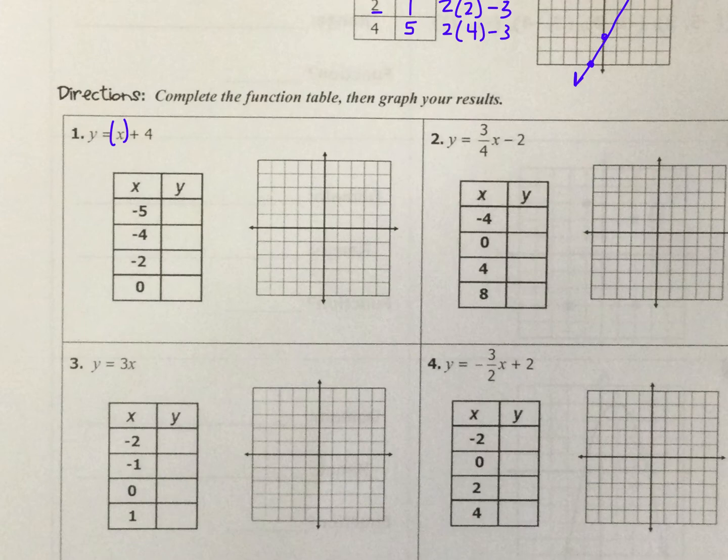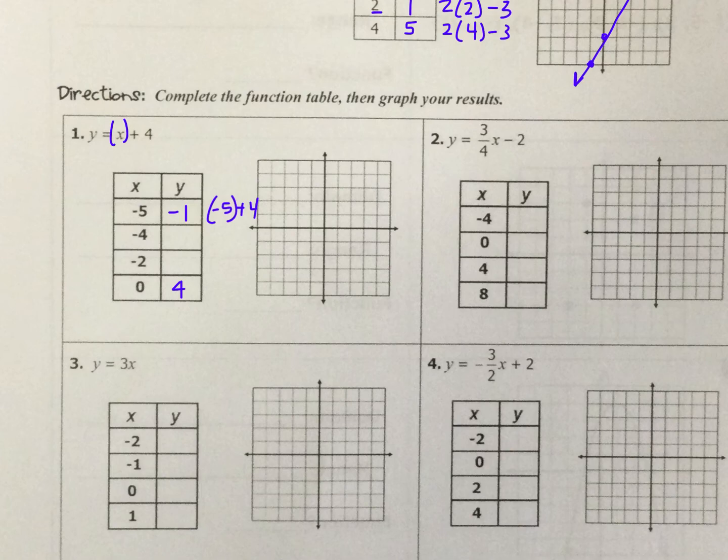So instead of that x, I'm going to write parenthesis -5 plus 4. -5 plus 4 is a -1. So you'll do the same thing, -4 plus 4. You'll plug -2 plus 4. 0 plus 4. I'll go ahead and tell you this one's going to be a 4. I'm just going to write a couple extras in here so you don't have to do so much work.